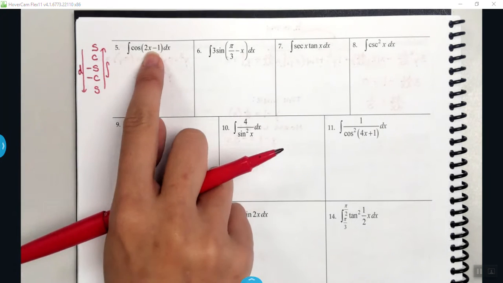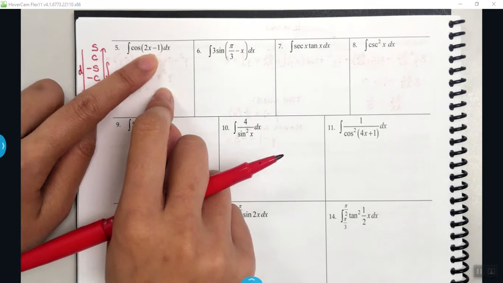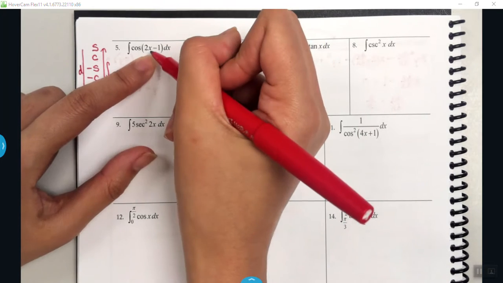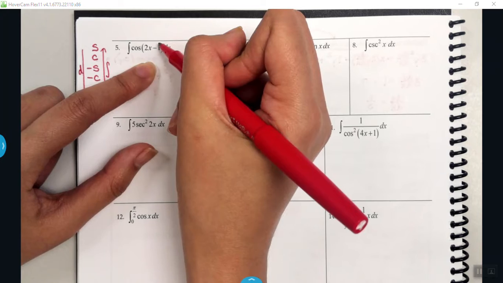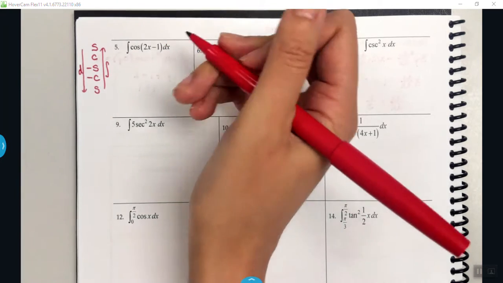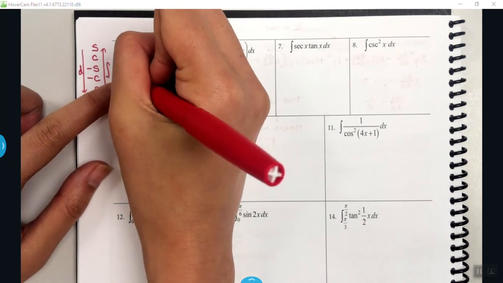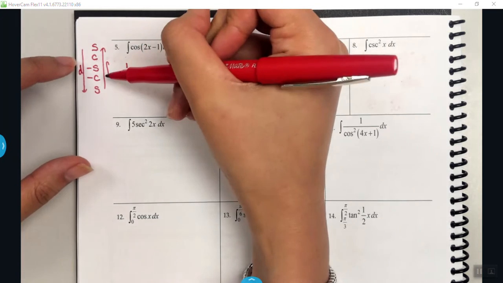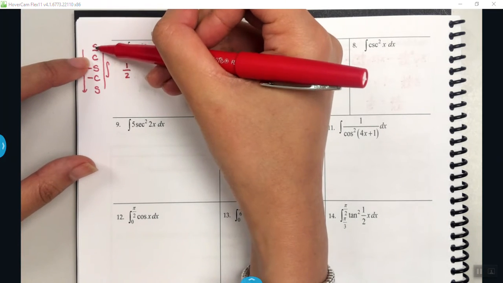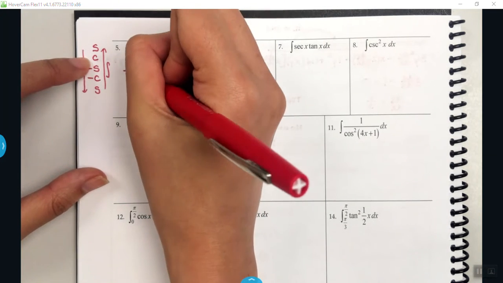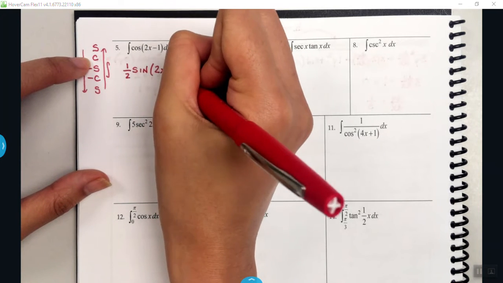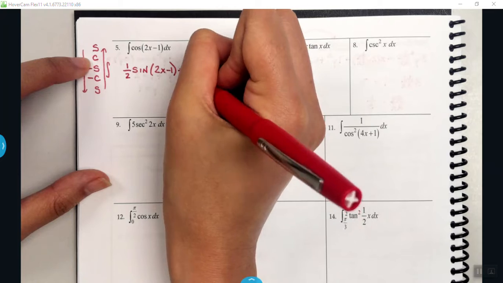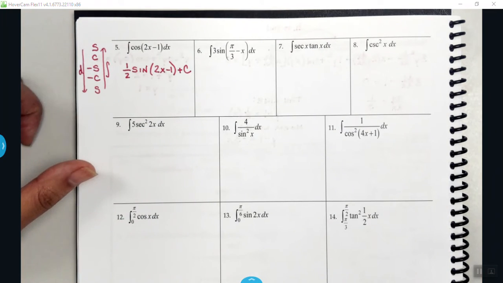Okay, so this is a linear function, right? Yes? So what's the derivative of 2x minus 1? 2. So I should pull out a 1/2. We integrate cosine, so using this chart, what's the integral of cosine? Sine. Go back to x, and then add a c. Okay, are you with me?